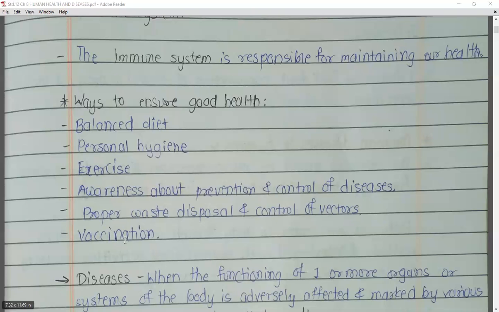And the last one is the vaccination. You should go for the proper dosage of vaccinations, because with the use of these vaccines, you can develop a better and proper amount of immune system. So these are the different ways through which you can ensure good health, right?